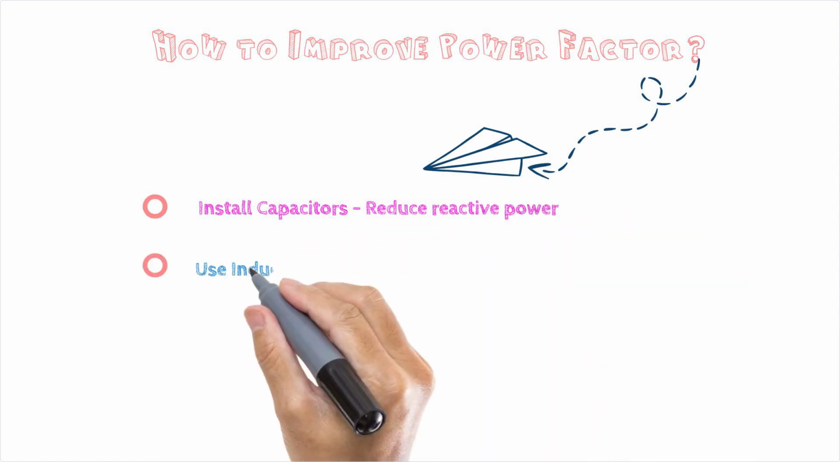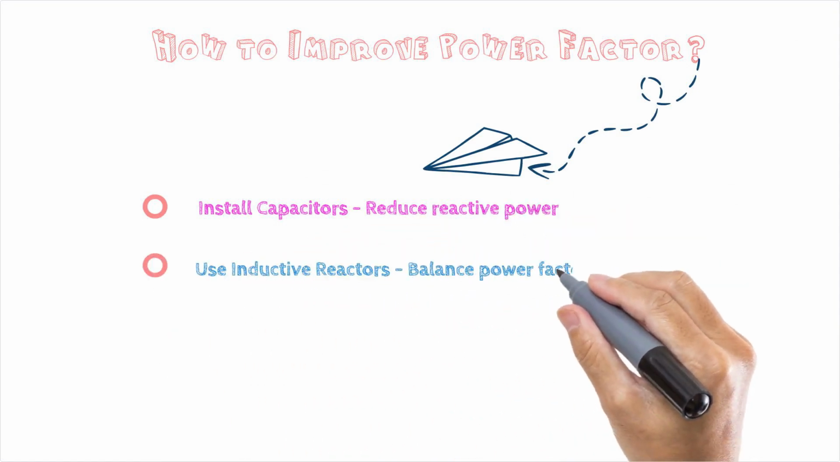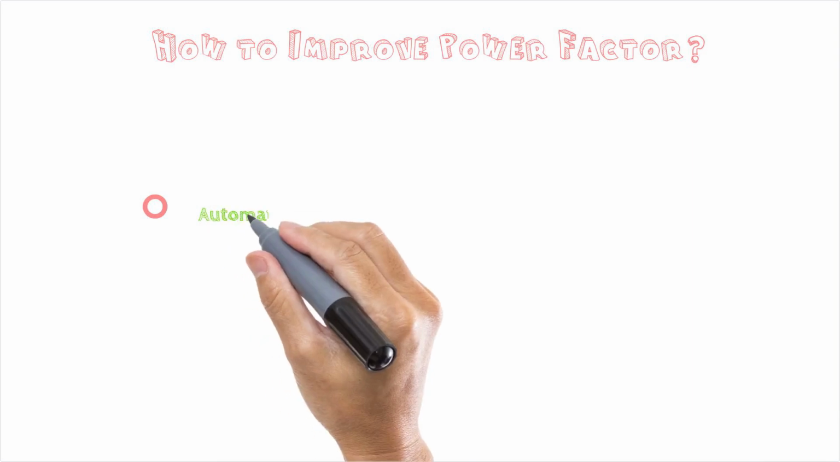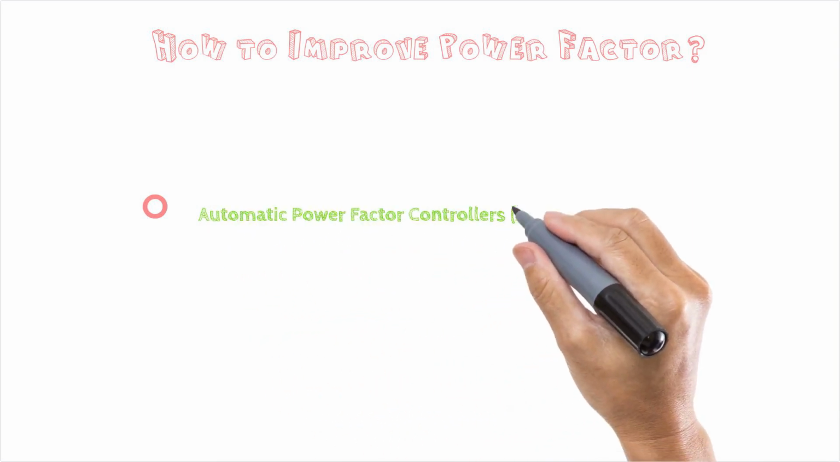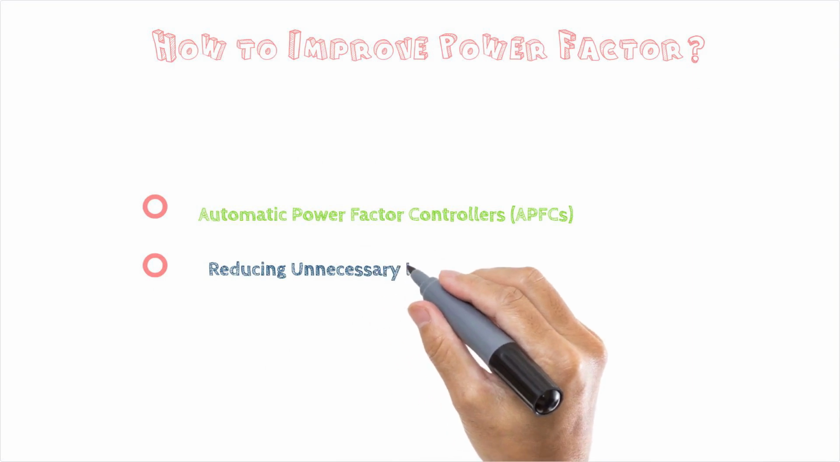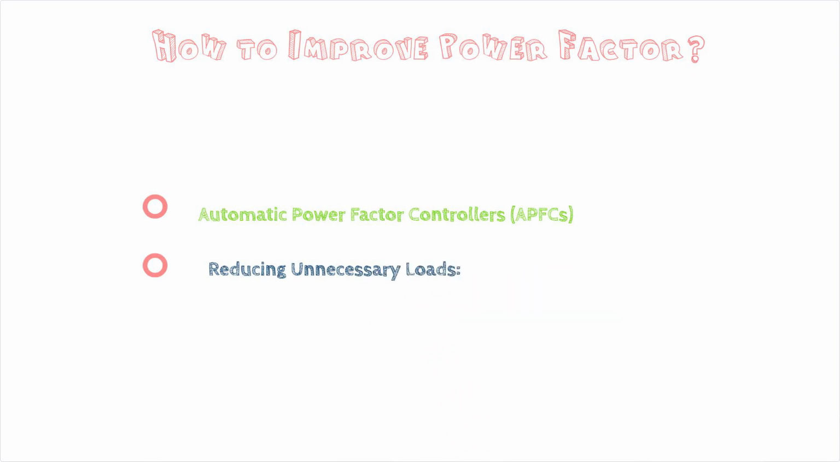2. Use inductive reactors. In rare cases of excessive power factor, reactors help balance it, like brakes on a speeding car. 3. Apply automatic power factor controllers, APFCs. These smart systems adjust capacitors in real time, ensuring optimal power use. 4. Reduce unnecessary loads. Running only essential equipment minimizes waste, like decluttering for better efficiency.